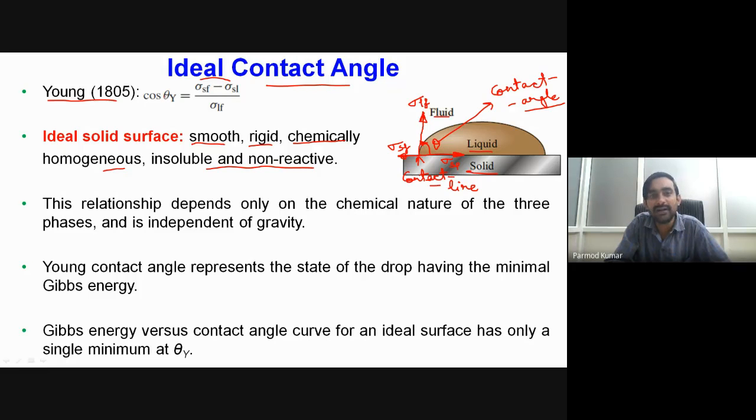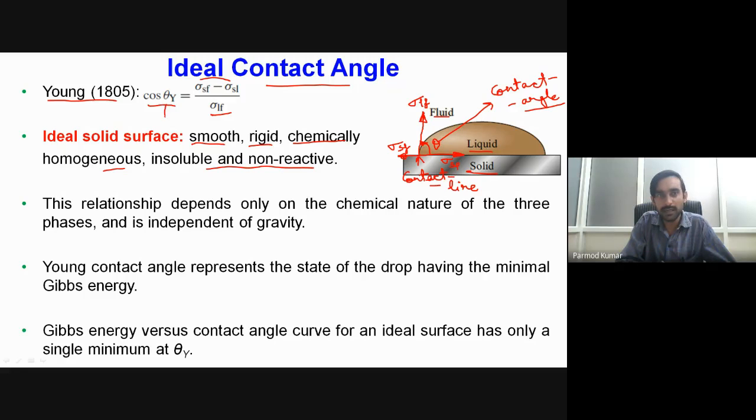Okay, so over here you will find that cos theta Y is equal to sigma SF minus sigma SL divided by sigma LF. That is something which comes from a simple force balance. Over here you can consider the net force, which will be sigma SF equal to sigma SL plus sigma LF cos theta. So from there you will get the value of cos theta Y as equal to sigma SF minus sigma SL divided by sigma LF.